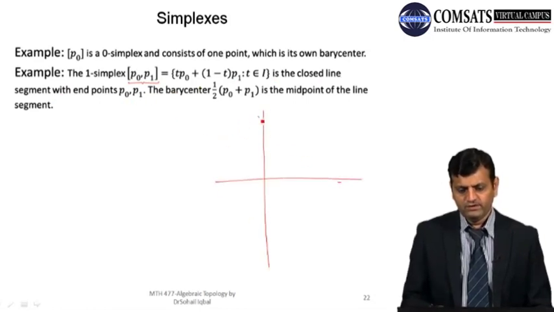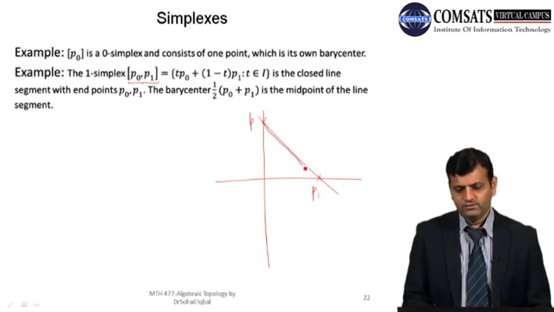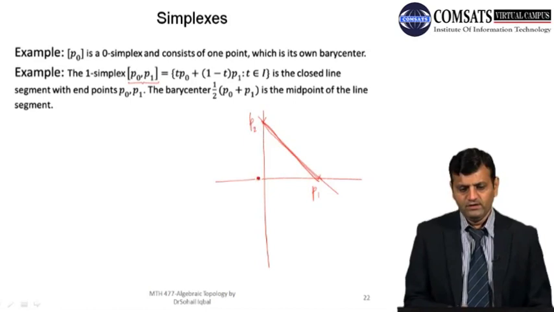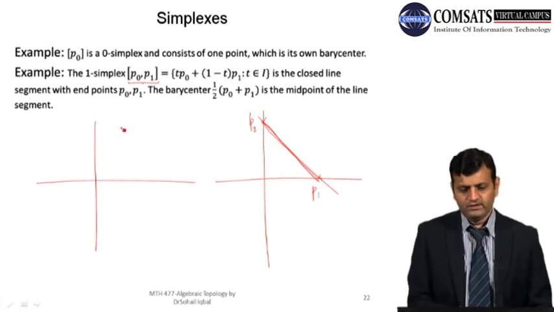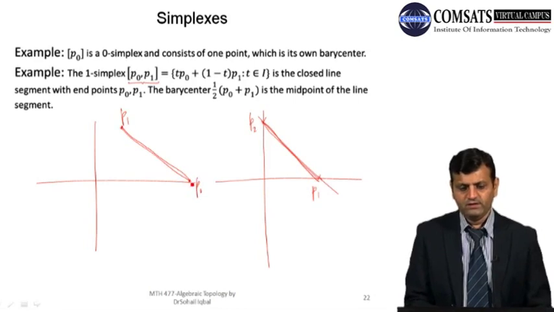Let me remind you once again this example in R2. The line segment joining P1 and P2 is this. This is basically the 1-simplex, or the convex set generated by these 2 points P1 and P2. Similarly, if we have any 2 points in the plane, let's say this is P0 and this is P1, then the line segment joining them is the 1-simplex generated by these 2 points. And the barycenter in this case is half of P0 plus P1. So basically it's going to be the midpoint of the line segment.